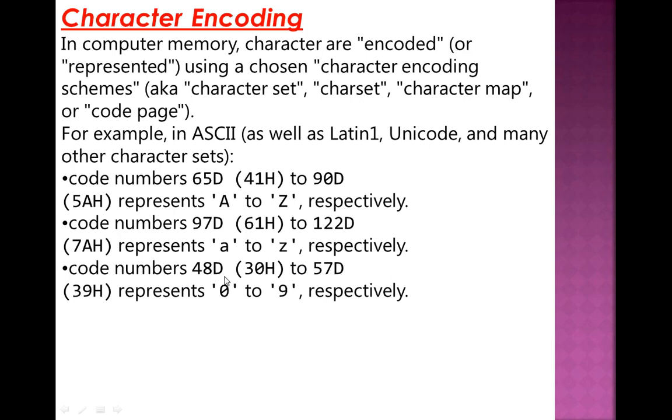Then code numbers 48D to 57D are used for the representation of the digits 0 to 9. That is, the numbers that start from 0 and end with 9: 0, 1, 2, 3, 4, 5, 6, 7, 8, 9. That is, there are a total of 10 digits.